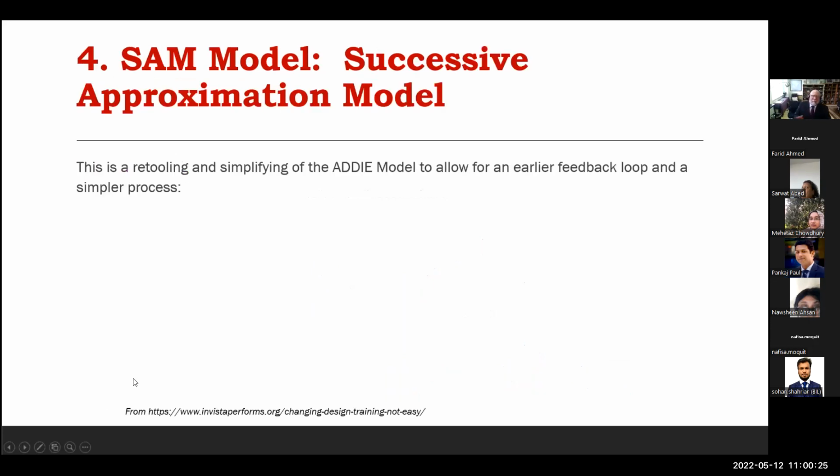And then we have the SAM model, Successive Approximation Model is what it's called. To me, it's kind of a simplified version of the ADDIE model. And maybe it's an earlier feedback loop, and maybe it's very useful if you don't have much time. But you still want to do a good job of designing your lessons, your unit, and you're just trying to do it very quickly. It's an attenuated ADDIE model almost.